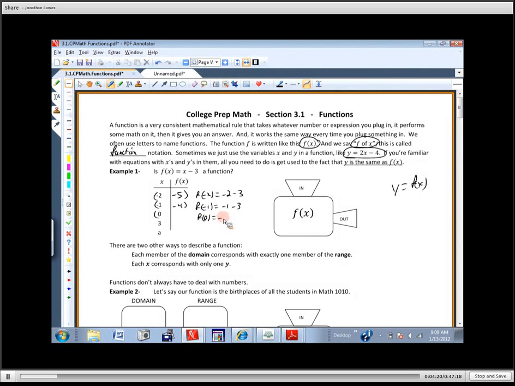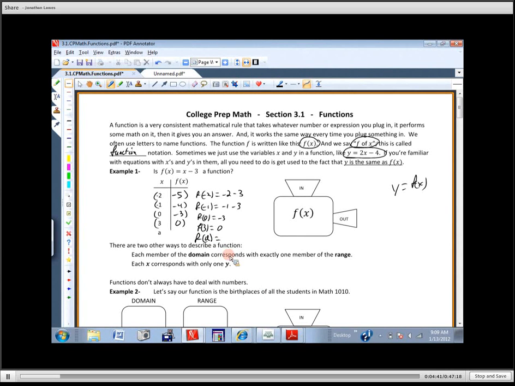F of 0 is -3. What's f of 3 going to be? F of 3, because this function takes whatever we plug in and subtracts 3 from it, so this is going to be 0. Okay? The next one's a little more complicated. What is f of a going to be? Yeah, it's going to be a minus 3.